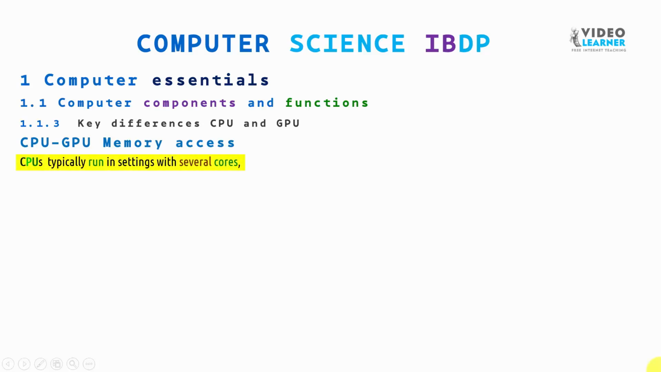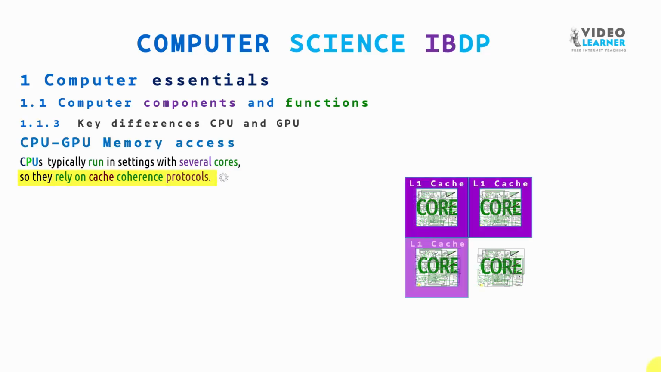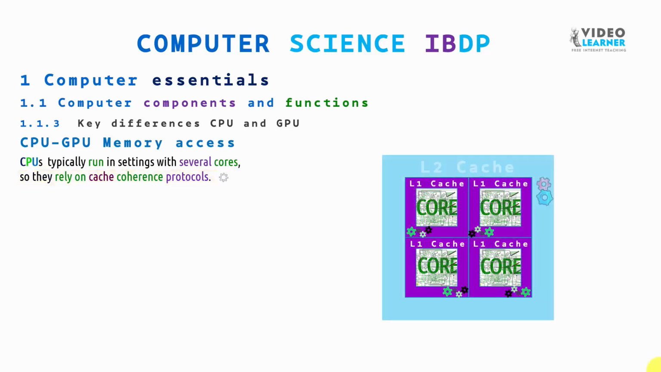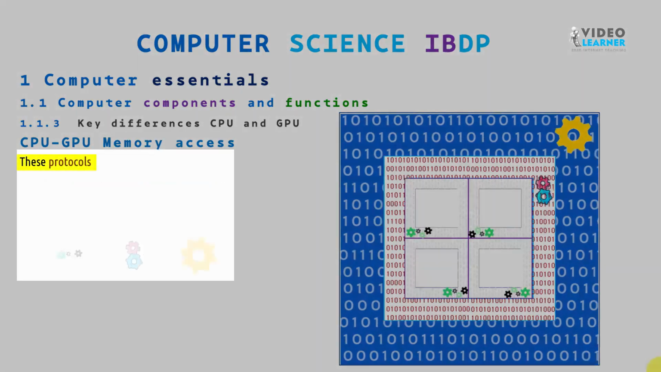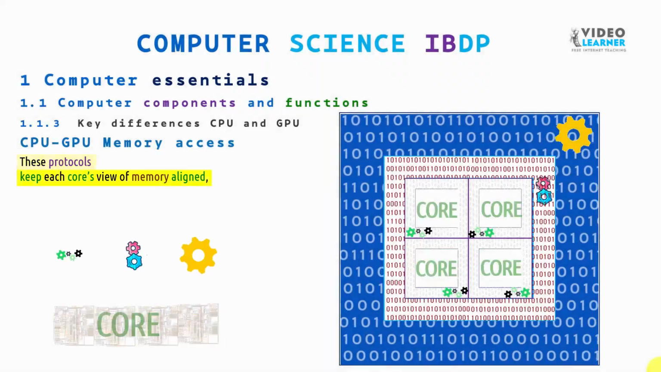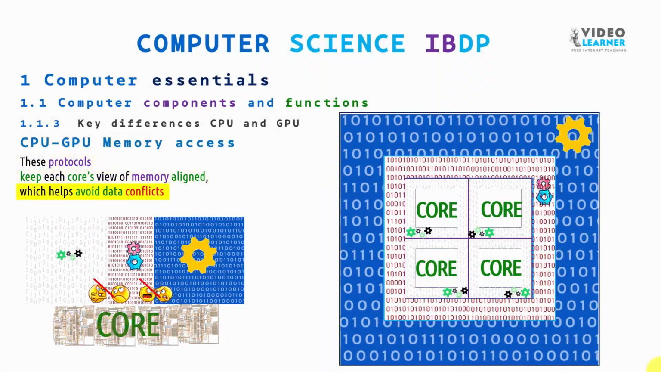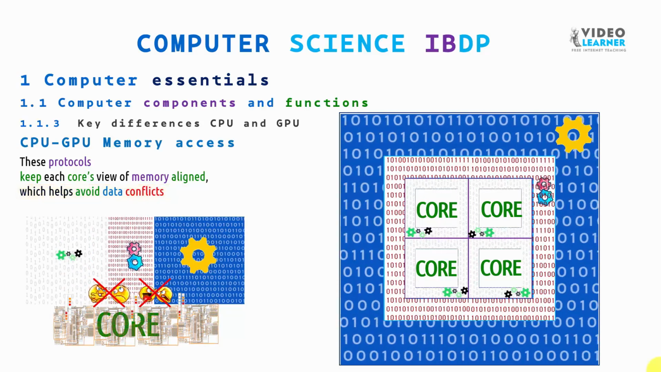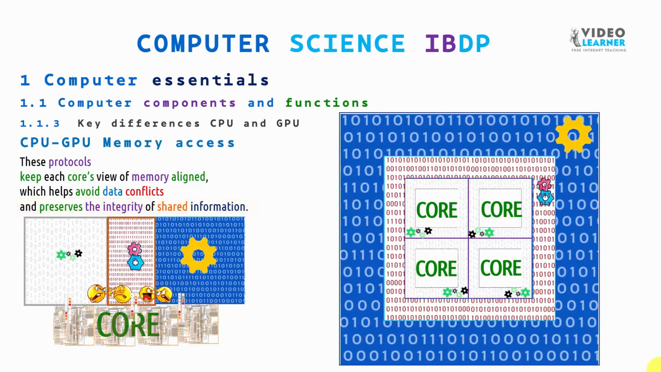CPUs typically run in settings with several cores, so they rely on cache coherence protocols. These protocols keep each core's view of memory aligned, which helps avoid data conflicts and preserves the integrity of shared information.